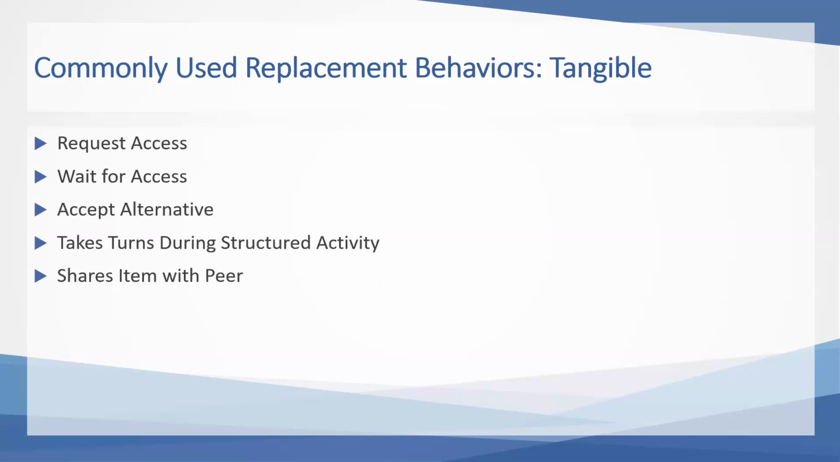On the tangible side, we have things like requesting access. So, hey, can I have the red crayon? Same thing, like we were waiting for attention, waiting for access. Hey, I'm using the red crayon right now, but give me a minute. And then you finish using it and then you hand it over. So learning how to wait for access for things, accepting alternatives.